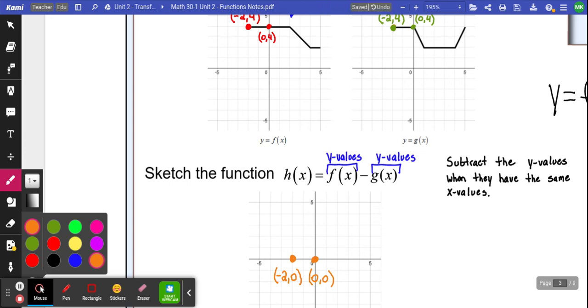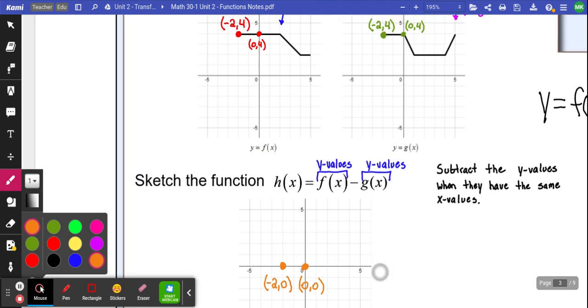You could also do the point in between them. You're going to notice that it's negative 1 and 4. So it's going to go to negative 1, comma 0, just like the other ones. I'm just going to connect a straight line between them.